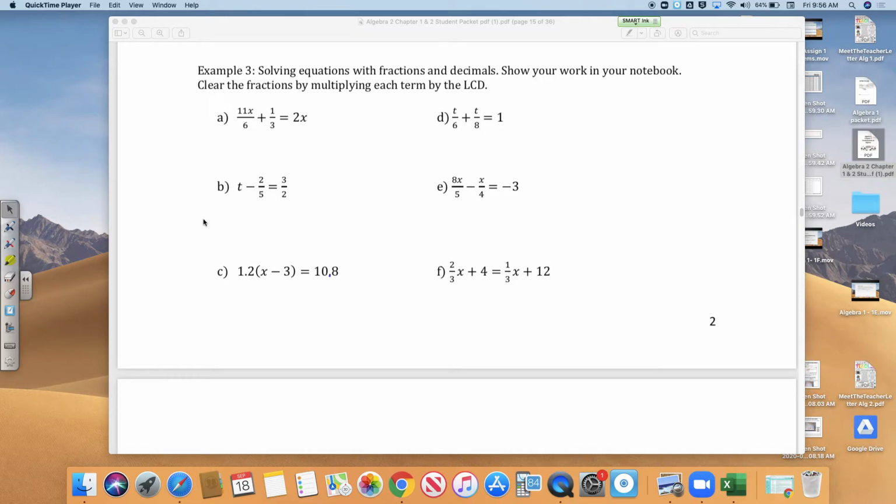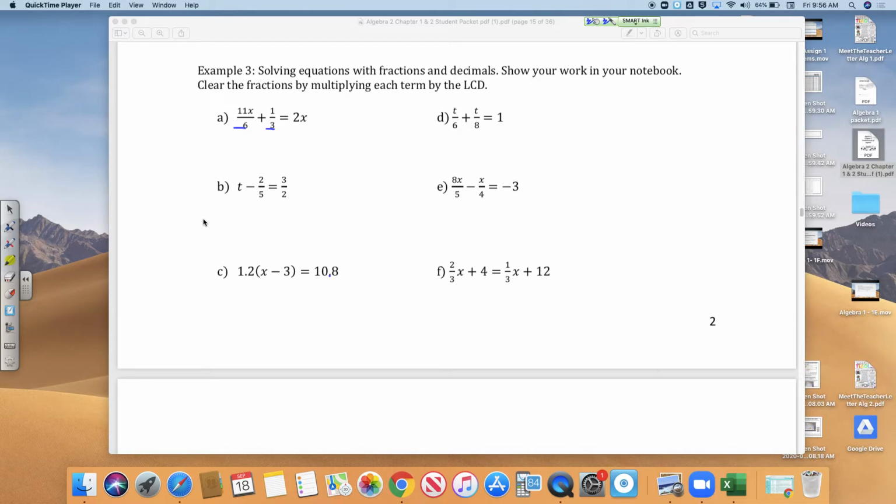Here's what you will have to do, though. That special number is considered the LCD. That's the least common denominator. It's like the least common multiple of the little denominators of the fractions. So you're looking here at the denominators of the fractions, 6 and 3. You need to find the least common multiple between those numbers.